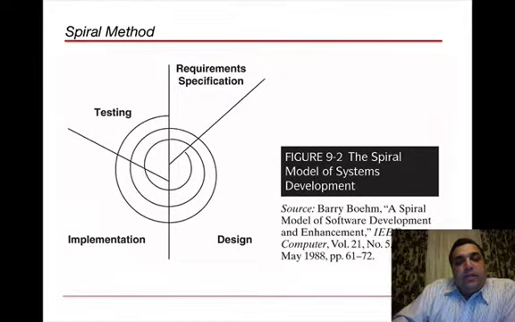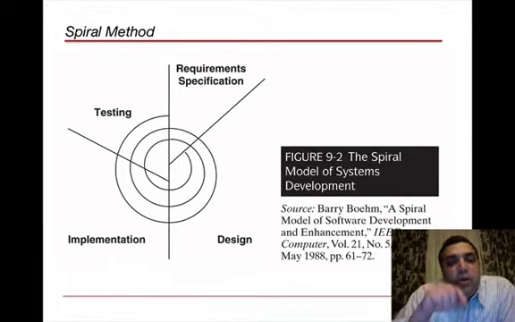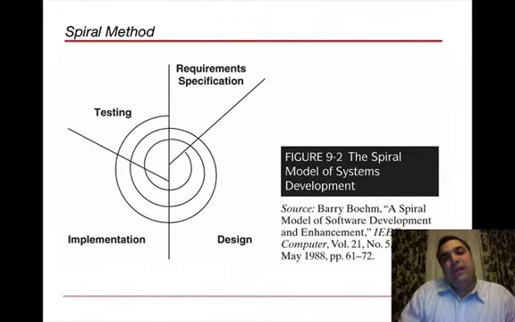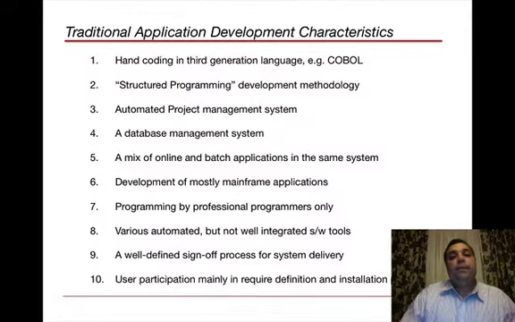The spiral method is a little bit different because what happens in the spiral method is we start in the requirement specification and we move ourselves into the design. And once we do the design, we will actually implement and test. And we will continue doing these things in smaller iterations, basically to ensure that what we're building builds on everything else. That's the function of the spiral method.